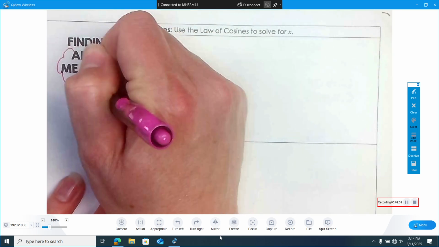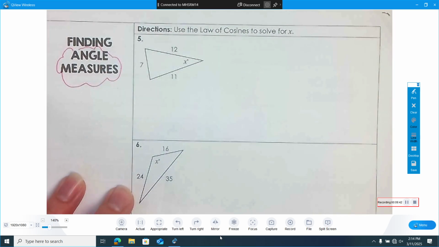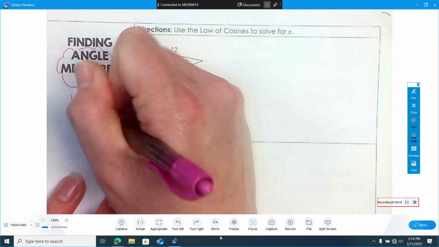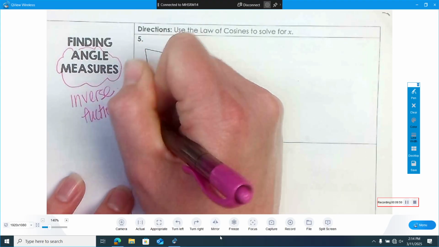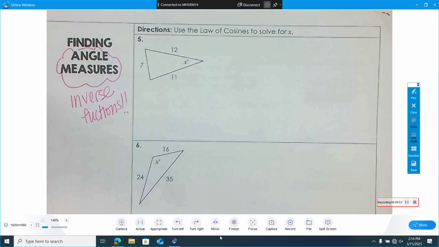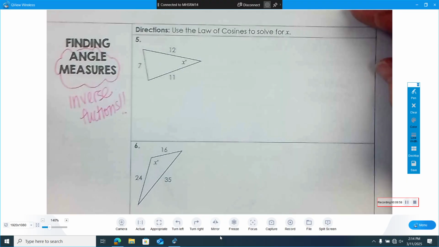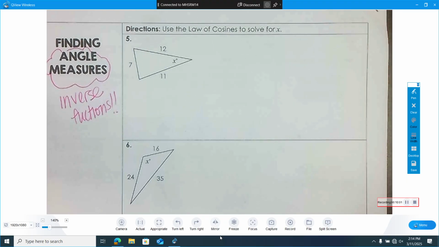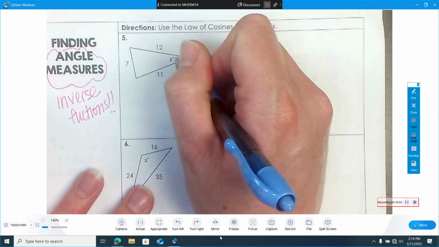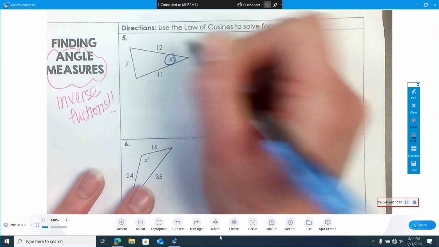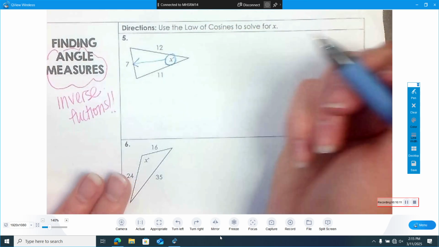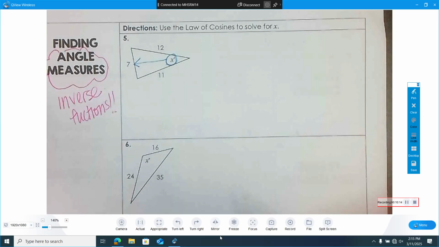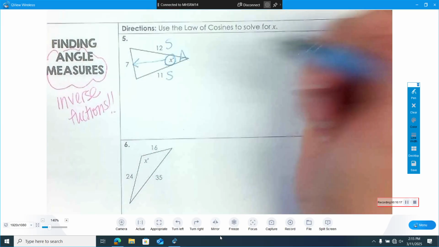However, if we need to find angle measures, we actually need to use those inverse functions in order to get the x all by itself. So here, this side is the problem. We have to do a little more problem solving. But the setup is very, very much the same. So we have our angle. This time it's x, and we're trying to figure out the angle measure. Our opposite side is 7. We still have a side and an angle and a side here.